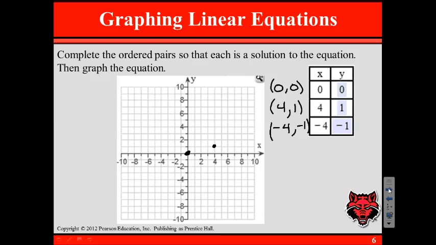For the third point, again, we start at the origin. Now, because each of these are negative, we will move the opposite directions. Negative 4, we move 4 units to the left. Negative 1, we move 1 unit down. We place our third point.